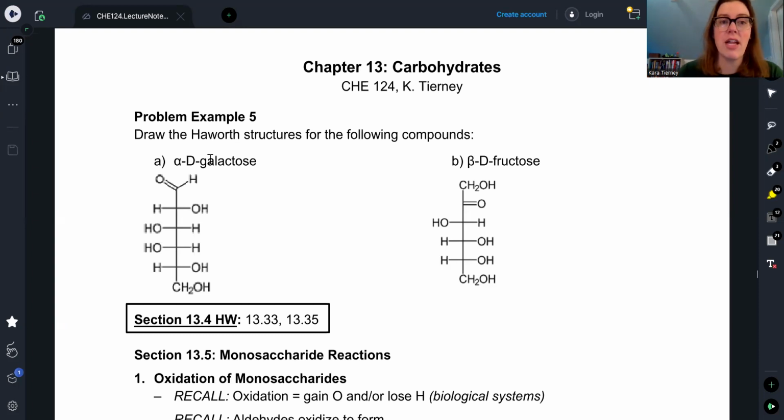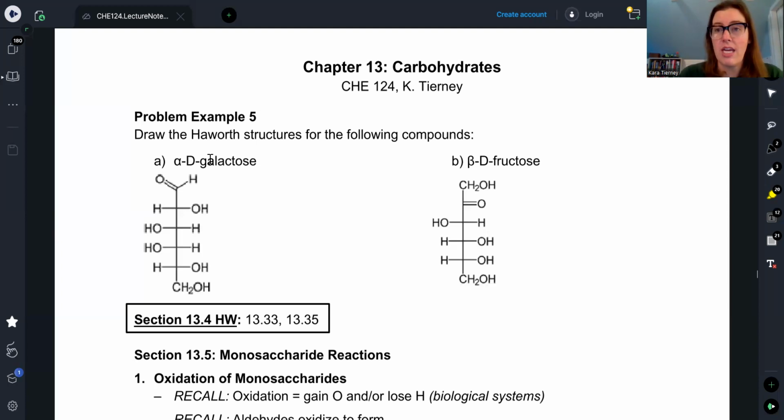These come from our class notes, and we are going to be doing A, alpha-D-galactose, and B, beta-D-fructose. I chose these two because galactose is an aldose, whereas fructose is a ketose, and they're very similar, but there's one major key difference when you're treating these that I wanted to go over.